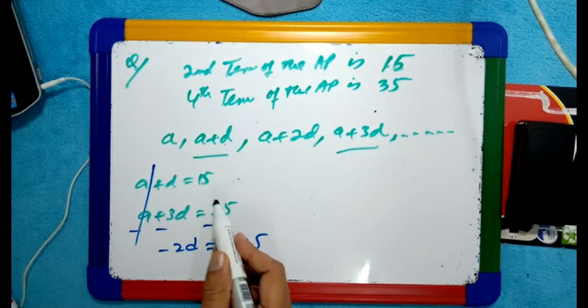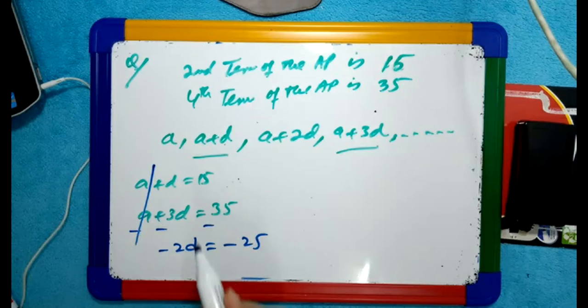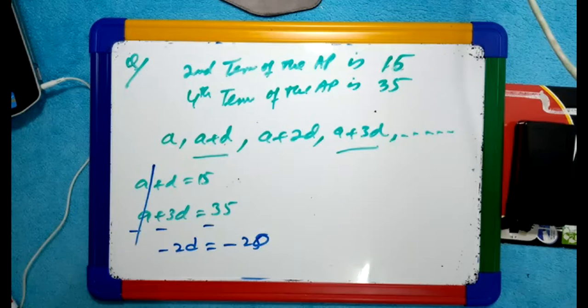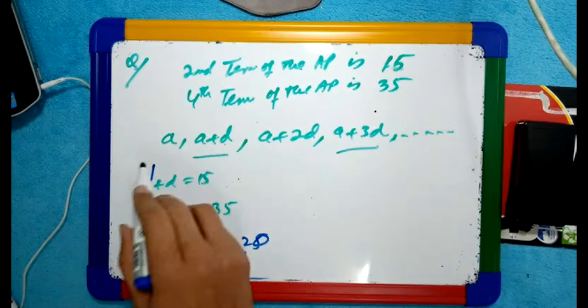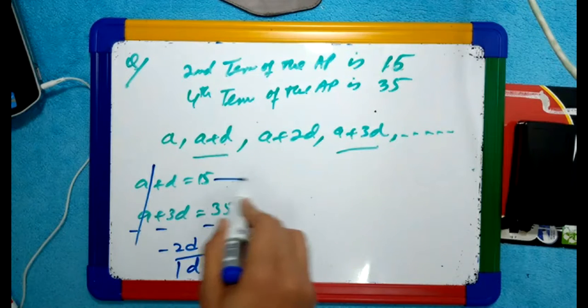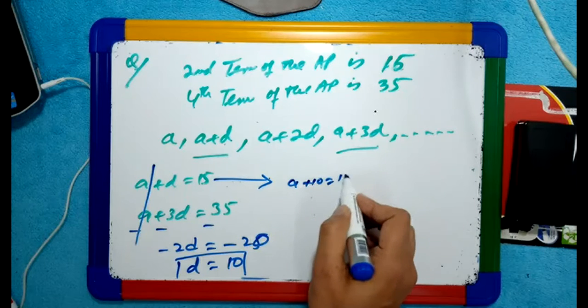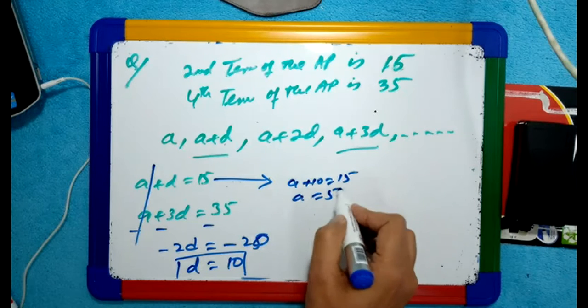35 minus 15 is how much? 20. So D is 10, right? So my sequence will be, D is 10. Now I will use this equation and substitute. A plus 10 equal to 15. So A equal to 5.